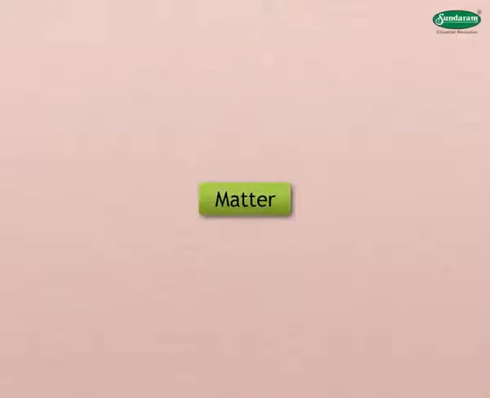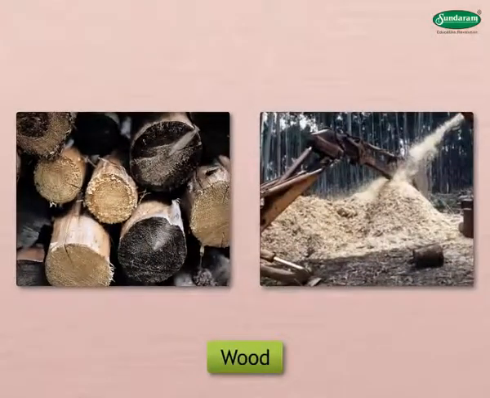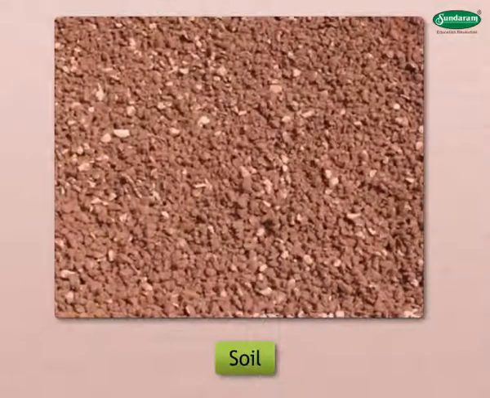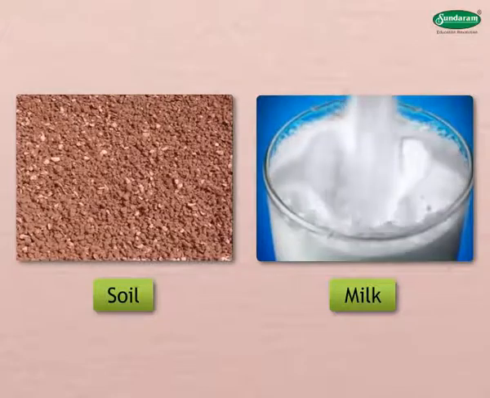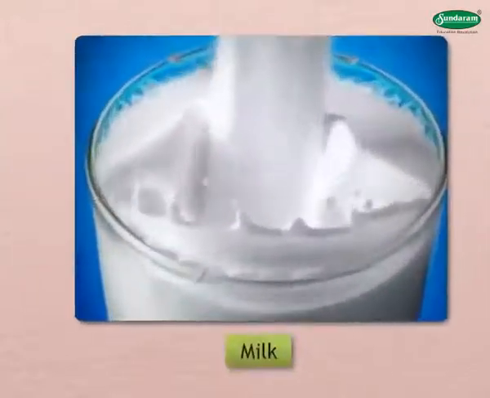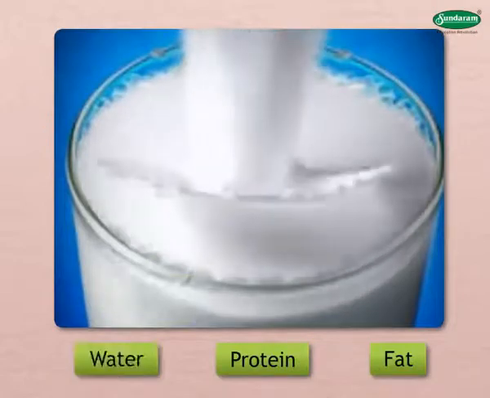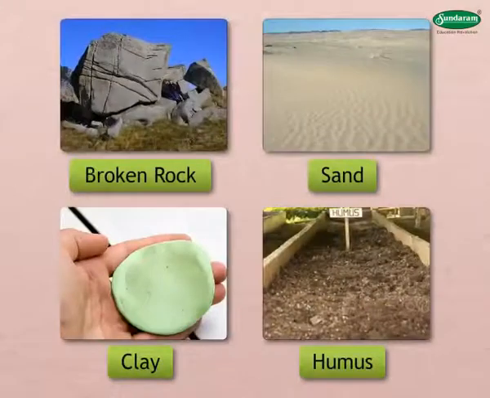Matter. Matter is composed of tiny particles. Wood is made of tiny particles of wood. Soil is made of tiny particles of soil. And milk is made of tiny particles of milk. Milk contains protein, fat, water, etc. Soil contains particles of broken rock, sand, clay, humus, etc.